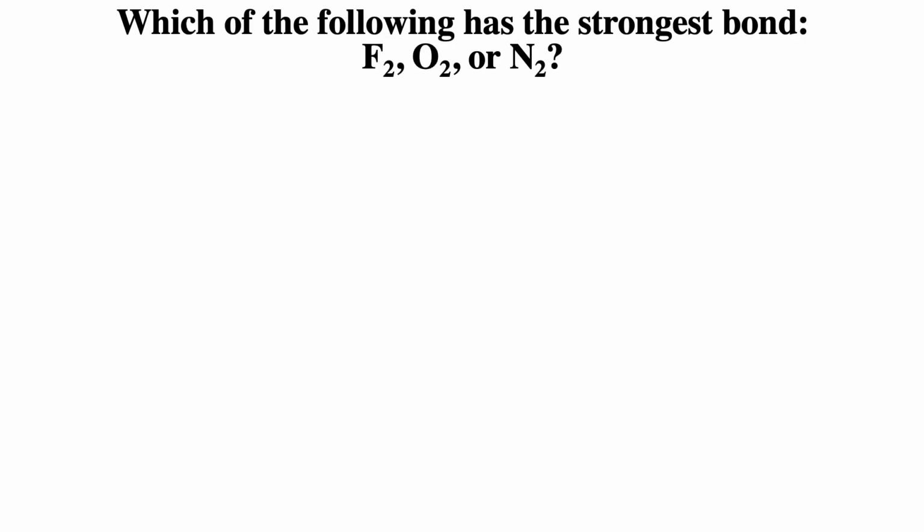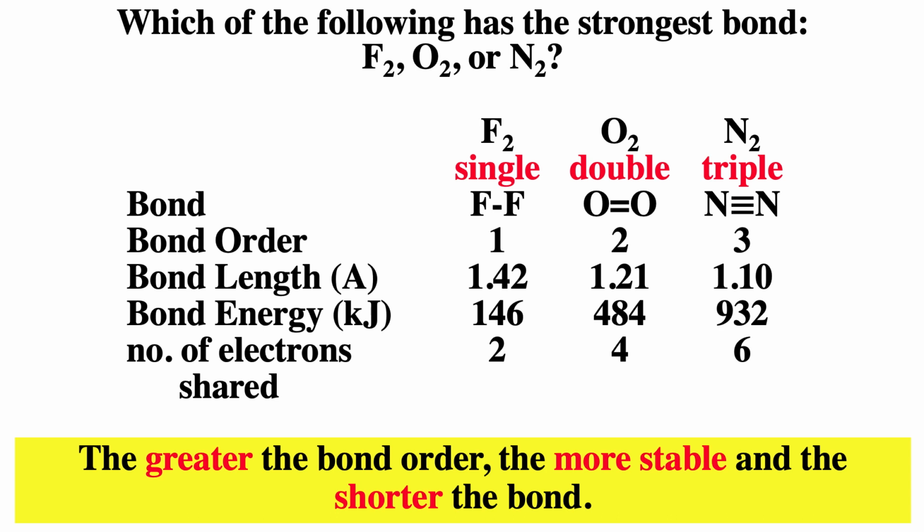And so we could ask, which of the following has the strongest bond for an oxygen and nitrogen? Now, the larger the bond order, the stronger the bond. And so the nitrogen has a bond order of 3. It's got that triple bond. And so of these 3, N2 should have the strongest bond. It also has the shortest bond. Remember, the more electrons you have between the nuclei, the closer the nuclei can get. The bond energy is 932 compared to 44 compared to 146.